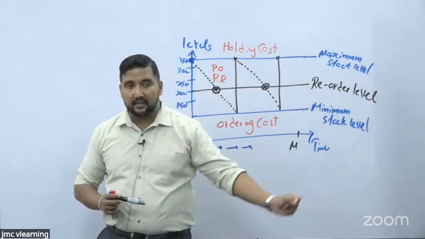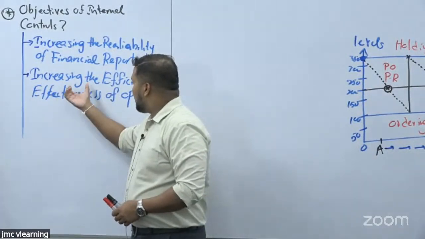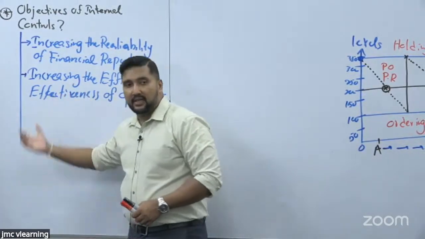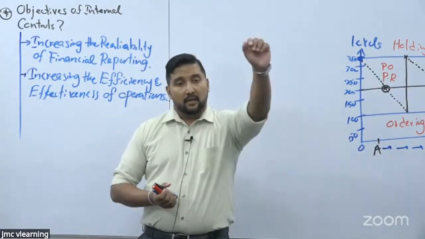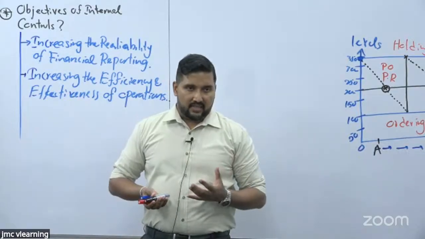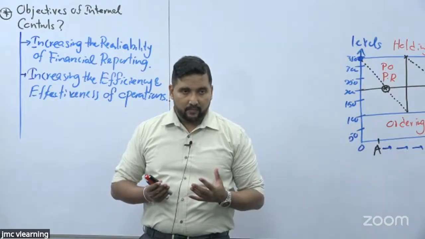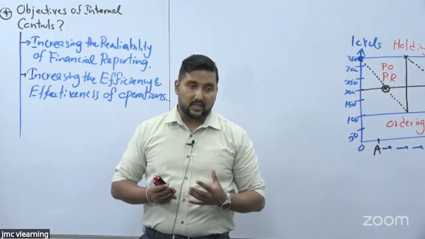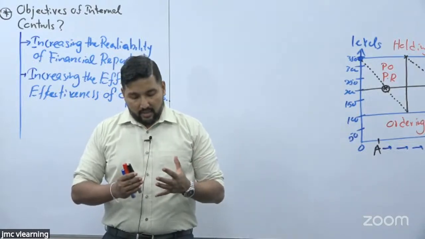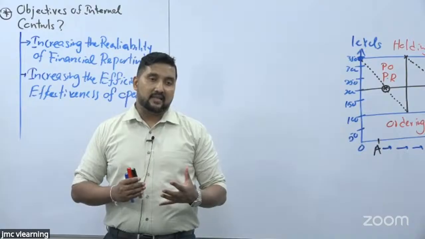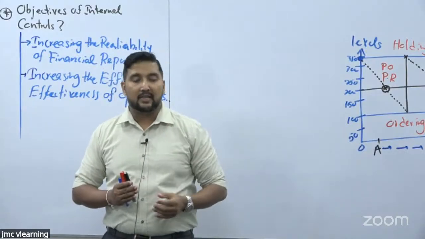So the second objective of an internal control system is to what? To increase efficiency and effectiveness of operations. Right. We'll take another example. In the current business context, you can't do sales on a cash basis, no? So some kind of credit sales has to be there. Even though you made the credit sales, if the debtors are not settling on time, your company might face working capital issues.